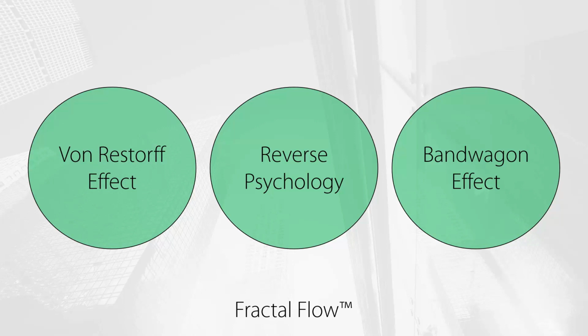In some way, these three biases function as different layers, which is something that adds to the complexity of how market makers act. In other words, we can analyze a manipulative maneuver in terms of the von Restorff effect alone, in terms of the reverse psychology bias alone, in terms of the bandwagon effect, and of course, we can analyze them together.